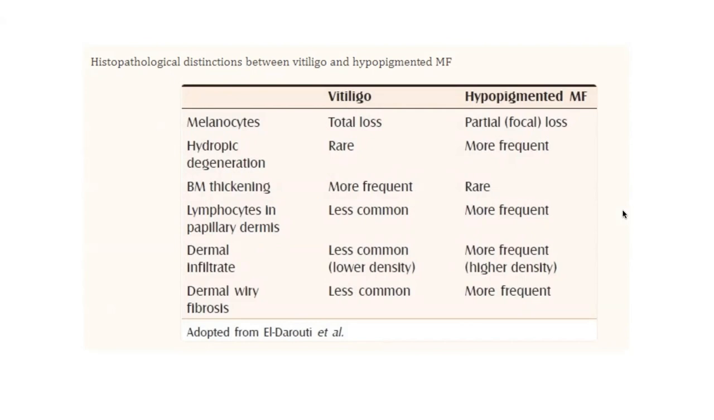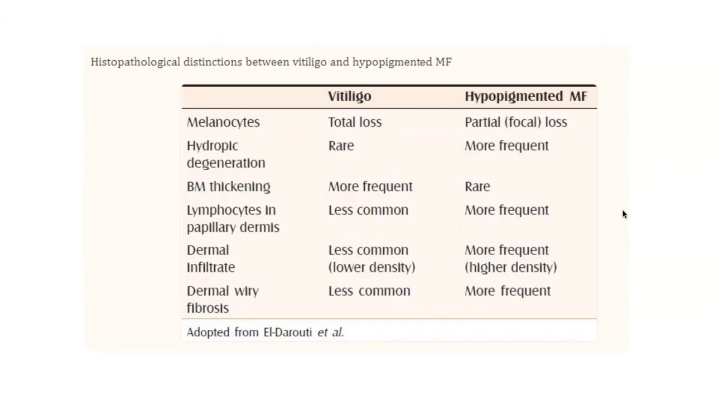There seems to be quite a lot of overlap between the histological findings of vitiligo and hypopigmented mycosis fungoides. And so there's been some clever people out there who've done a bit of research and compared over case series the features of patients with vitiligo versus those with hypopigmented MF in terms of their histology. And this is a good table that summarizes some of these differences.